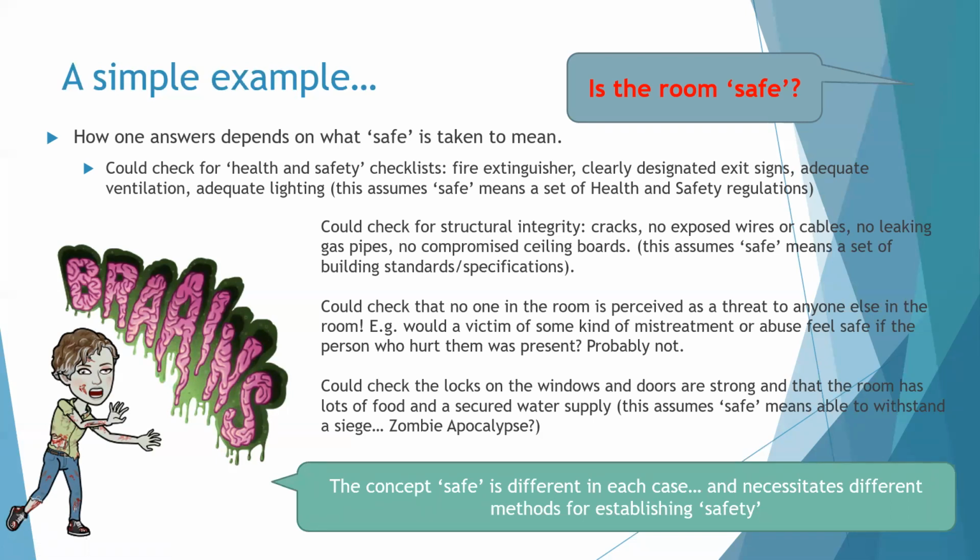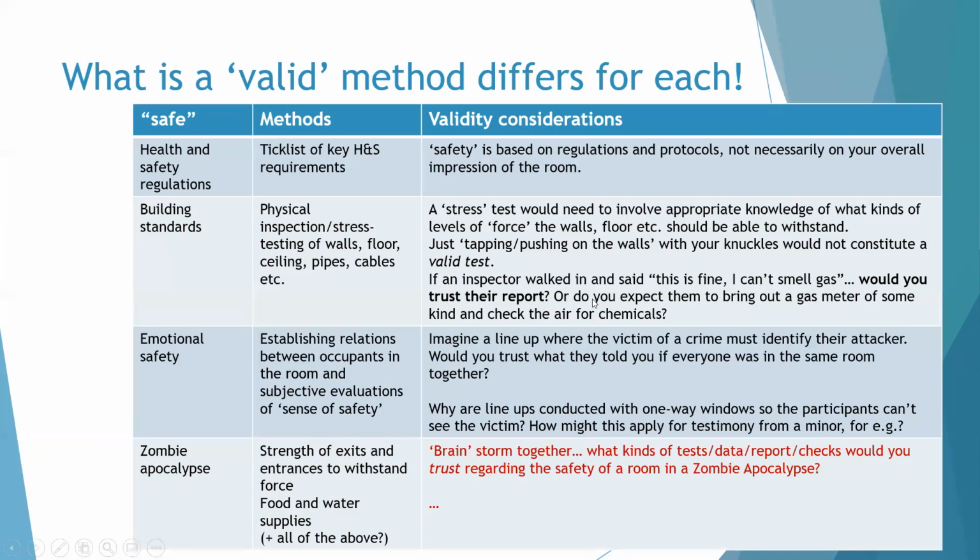Let's have a look at a matrix to think through this idea about what constitutes a valid measure of safety. If by safe you mean health and safety regulations, perhaps you need a checklist. But like my IQMS example earlier, that checklist might overlook a whole lot of other emotional or physical threats to the room's occupants that are not listed. So there you might have a problem where you have a theoretical validity issue or a validity threat, that your health and safety checklist is incomplete or inaccurate for the problem at hand.